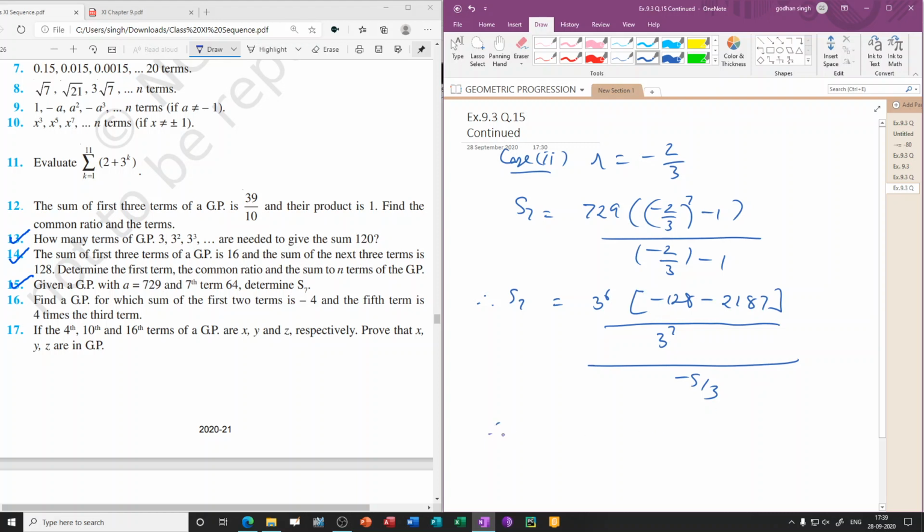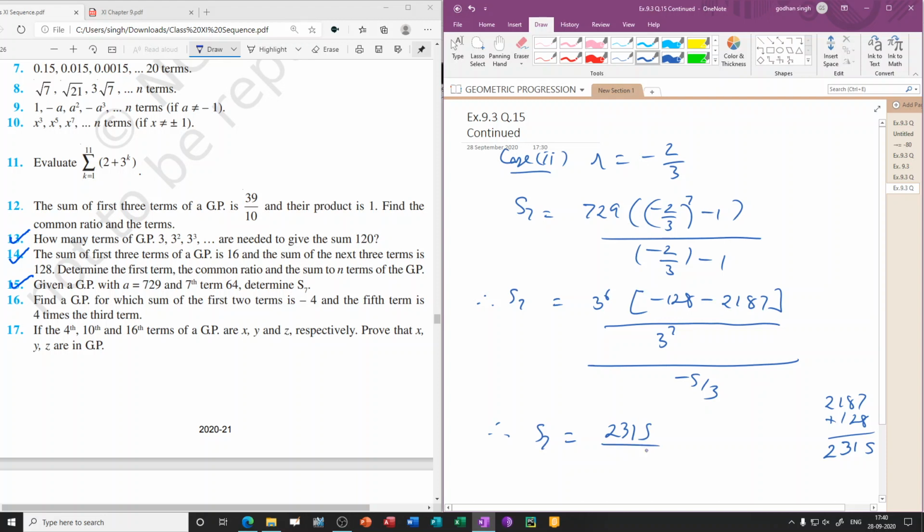So therefore S7 equals 3 raised to 6 over 3 raised to 7, that will become 1 by 3. So here we will be getting 128 plus 2187. So let us do the calculation work here. 2187 and 128, let us add them. 7 plus 8 is 15, 1 carried over. 8 plus 2 is 10, 10 plus 1 is 11, 1 carried over. 1 plus 1 is 2, 2 plus 1 is 3, and 2315. So this is what we are getting here.